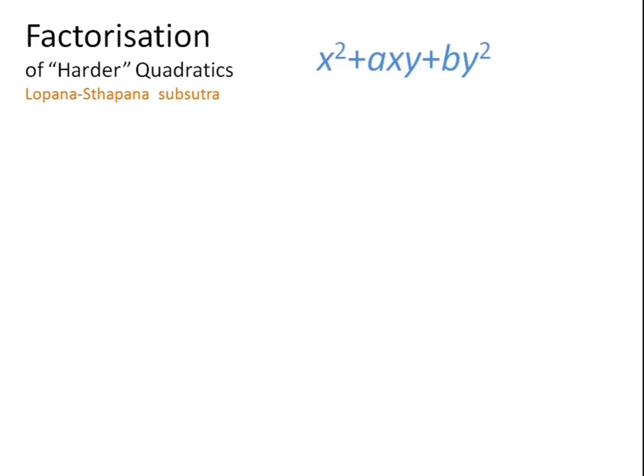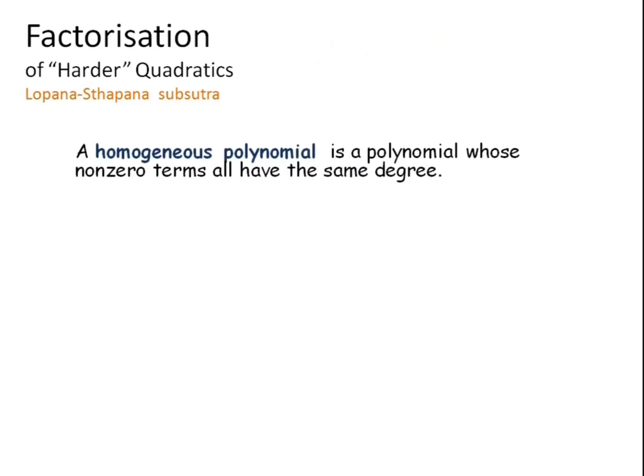Here we are going to discuss how to factorize the harder quadratics. Now we see this equation on the screen, x square plus axy plus by square. This is a homogeneous expression of degree 2. So what is a homogeneous expression exactly? A homogeneous polynomial is a polynomial whose non-zero terms all have the same degree.